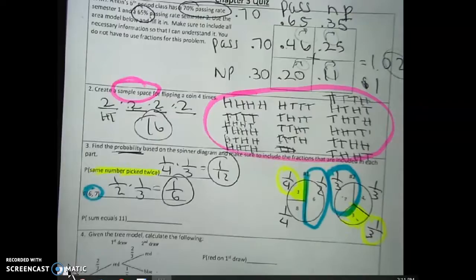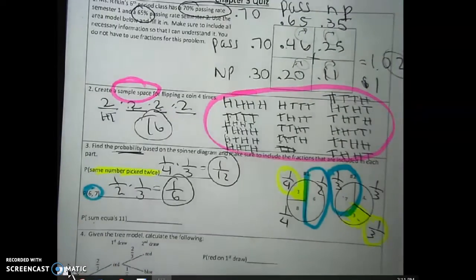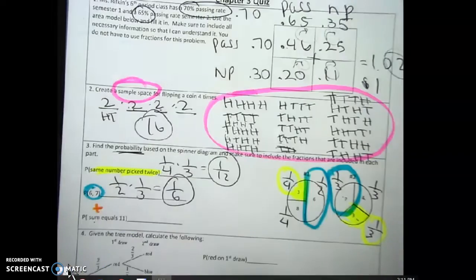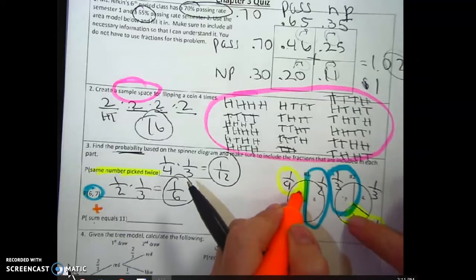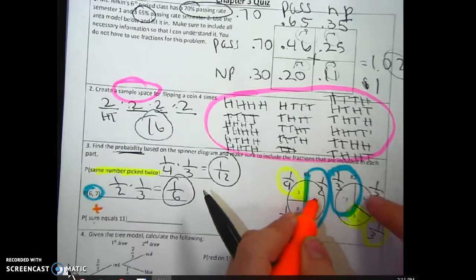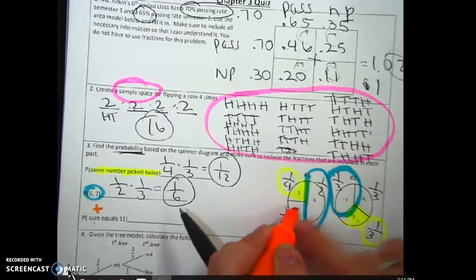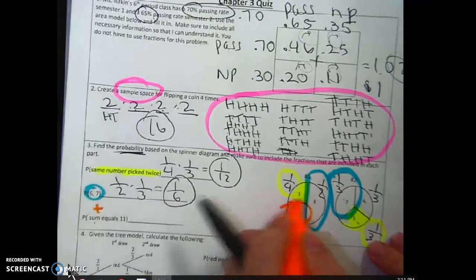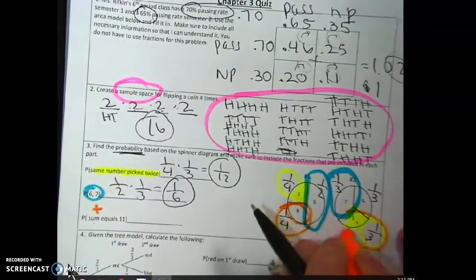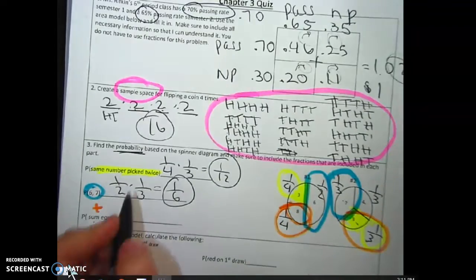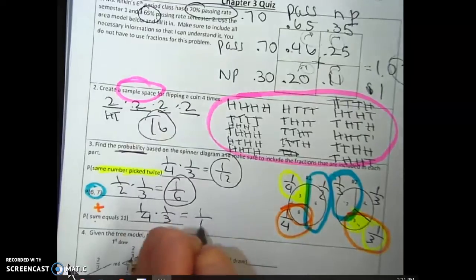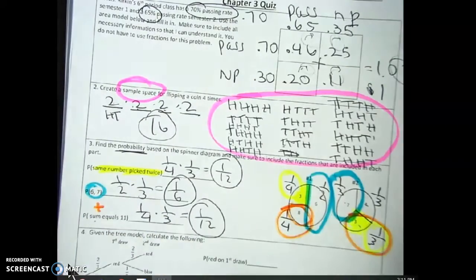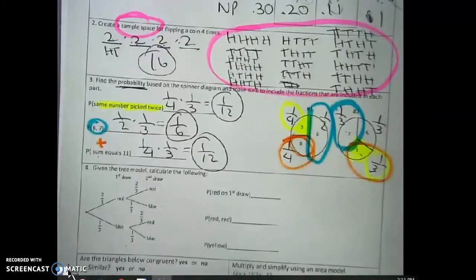Okay. Then they want to know the probability of the sum equals 11. Okay, sum means plus, so I need to be able to add. So let's see. 3 and 7, no. 3 and 4, no. 3 and 3, no. 6 and 7, no. 6 and 4, no. 6 and 3, no. 8 and 7, 8 and 4, 8 and 3. So 8 and 3. So that is 1/4 times 1/3, which is 1/12. Okay. All right.